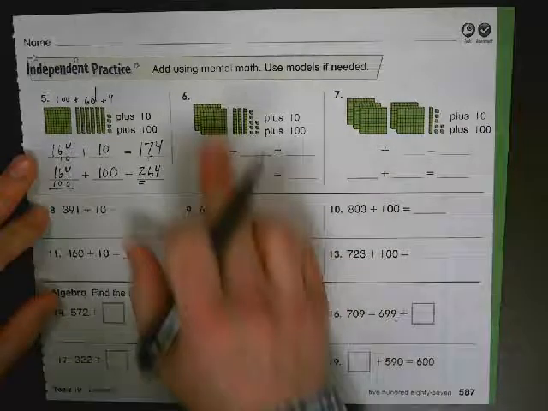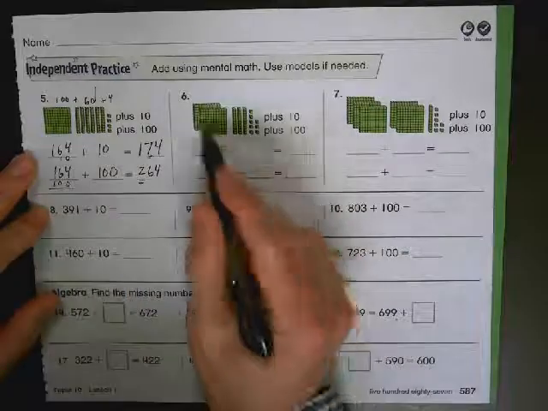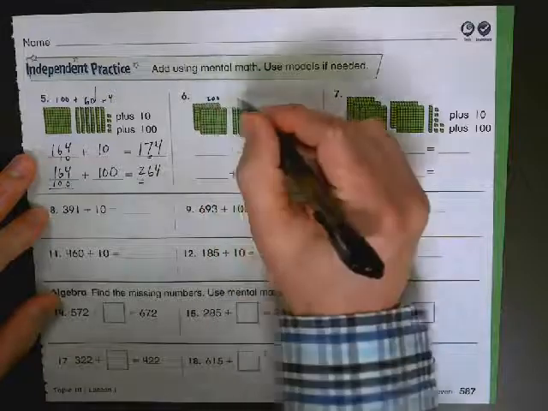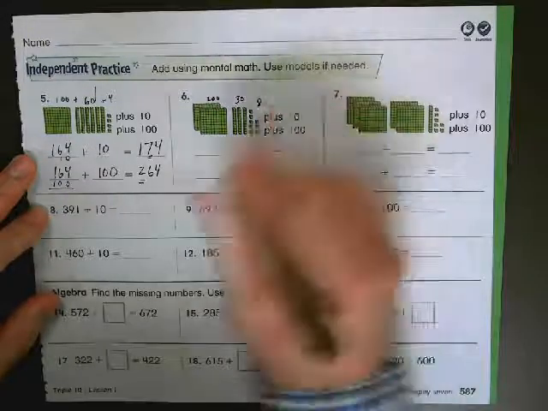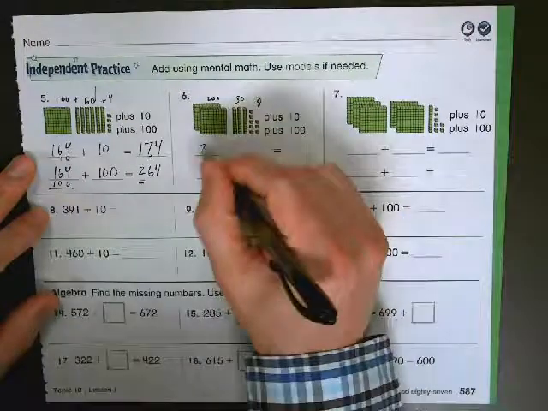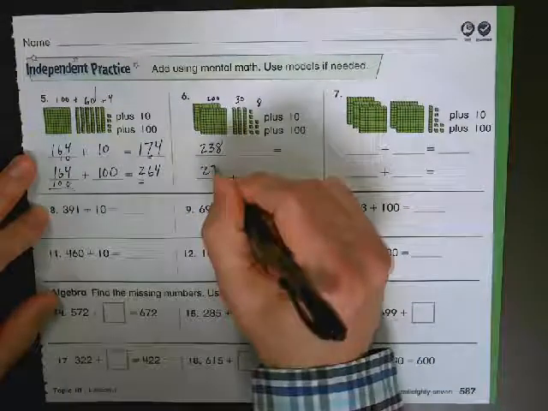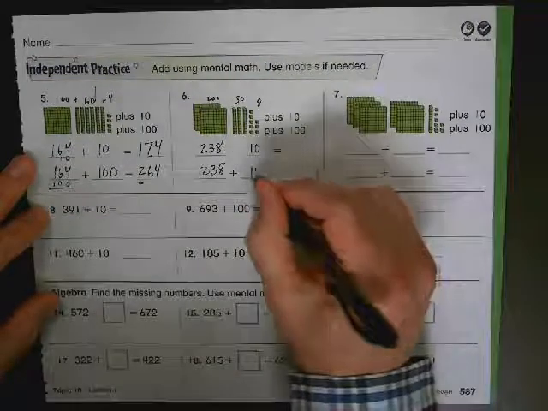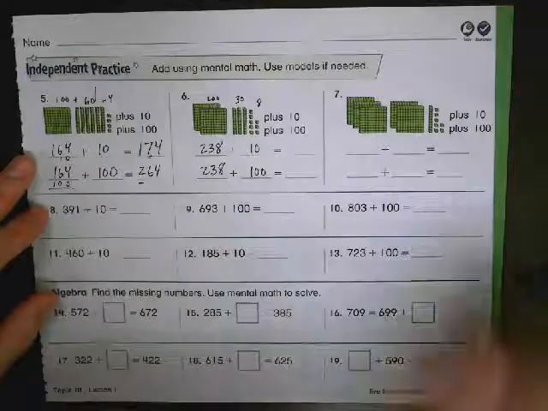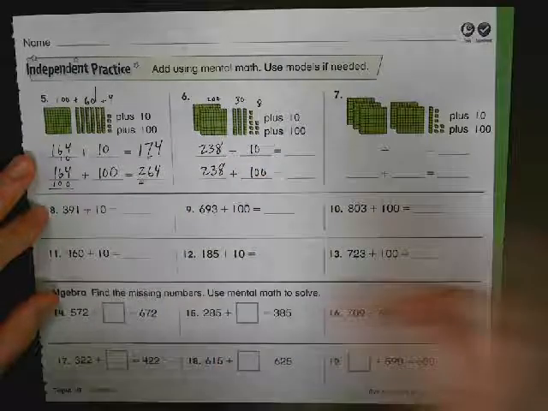So here you're going to count and write the number. So here is 230, 1, 2, 3, 4, 5, 6, 7, 8. 200 plus 30 plus 8, 238, and 238 plus 10 plus 100. Again, mentally, you just want to put those underneath and see, okay.